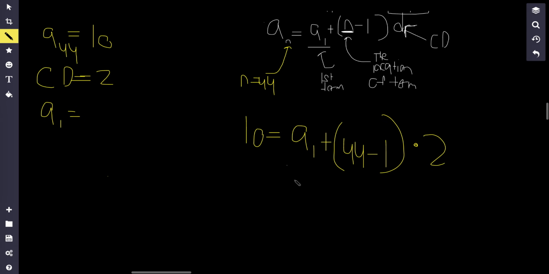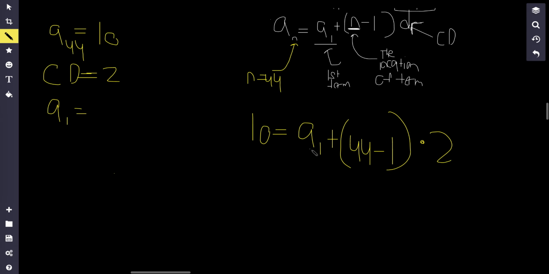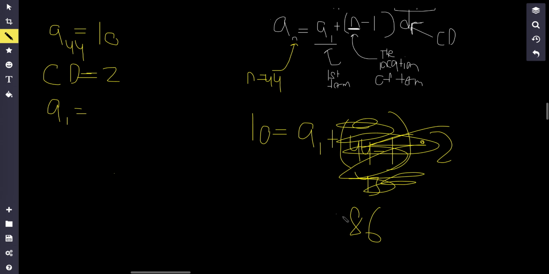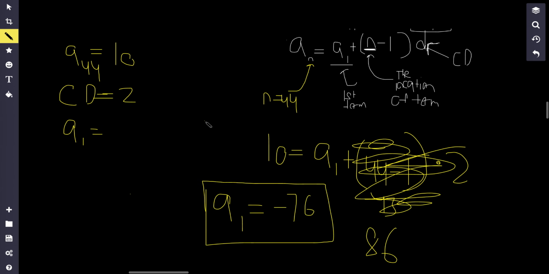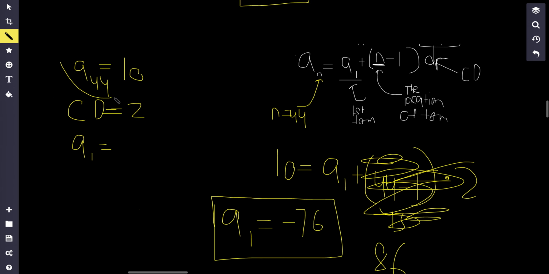So now we can just isolate a sub 1 and we can get the answer. 44 minus 1 is equal to 43. 43 times 2 is equal to 86. So this whole thing right over here is 86. If I subtract 86 from both sides, I get a sub 1 is equal to negative 76. And that's our answer.